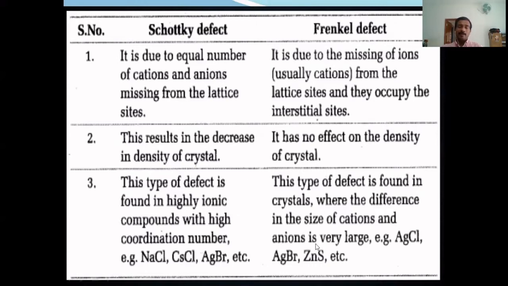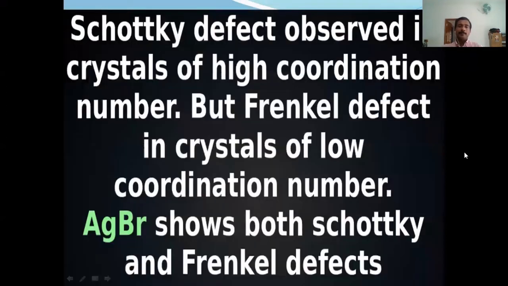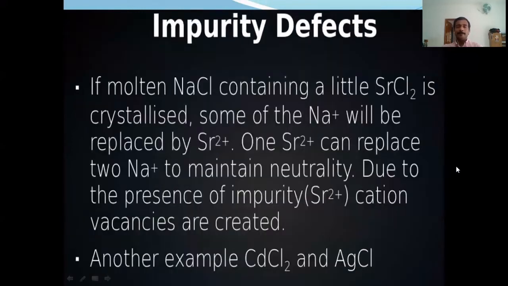Here in zinc sulfide, coordination is 4 is to 4. So sodium chloride 6 is to 6, cesium chloride 8 is to 8, high coordination, so Schottky defect. Zinc sulfide 4 is to 4, low coordination number, so Frenkel defect. Schottky defect is observed in crystals of high coordination number, but Frenkel defect in crystals of low coordination number. In the two cases, you can see the example AgBr. AgBr shows both Schottky and Frenkel defect.